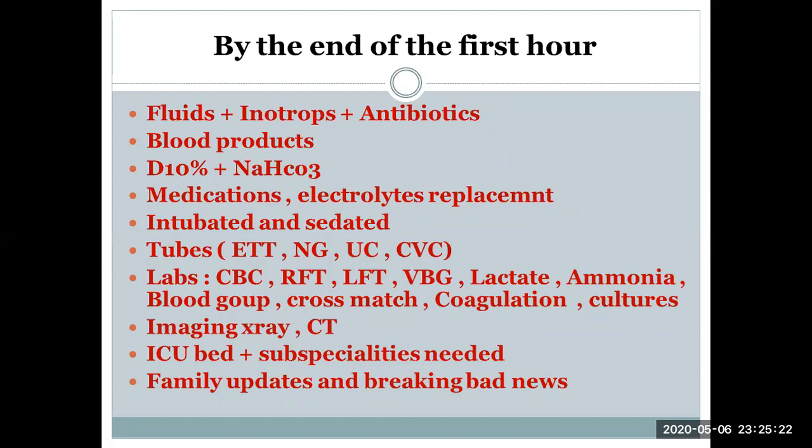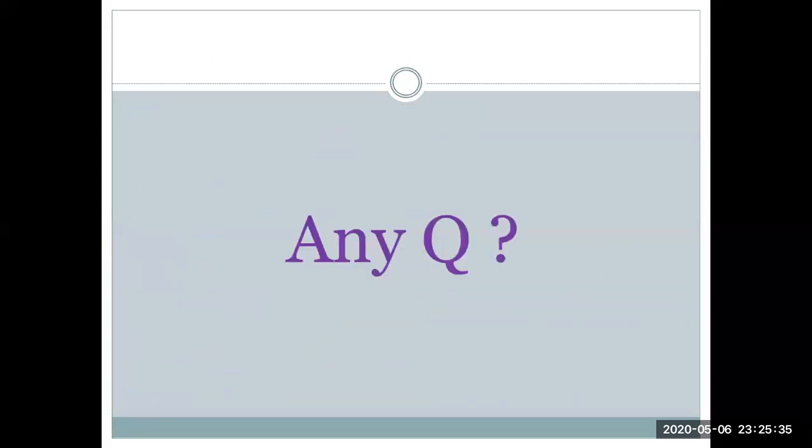Family updated, and breaking bad news if the patient is crashing down in pulmonary sepsis. By the end of the first hour, make sure and ask yourself, have I done all of this, or do I need to troubleshoot something else, or do something more than that? Clear? Any questions so far?